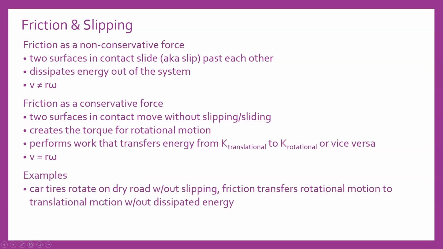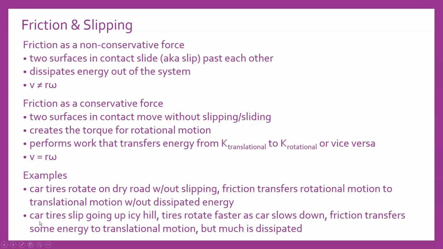So let's look at some examples. Your car tires rotate on a dry road without slipping. Well, friction transfers rotational motion to translational motion. That's what causes your car to move forwards. Even though the motion that the engine's causing is rotational motion, that friction force causes your car to move translationally without dissipated energy. Let's switch to this situation. Car tires slip as you're going up an icy hill. You know what happens: the tires rotate faster and faster, but the car slows down. What's happening is friction transfers some energy to translational motion, but much of the energy is being dissipated.